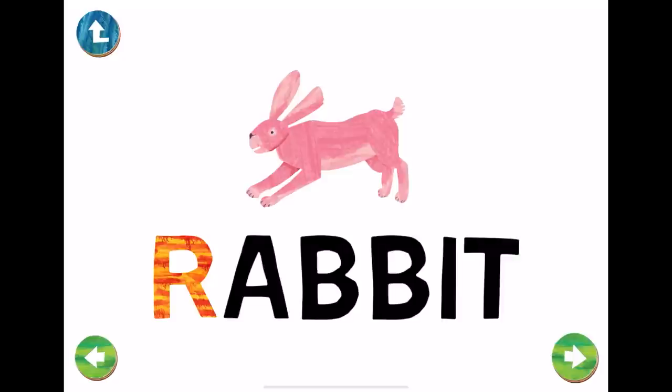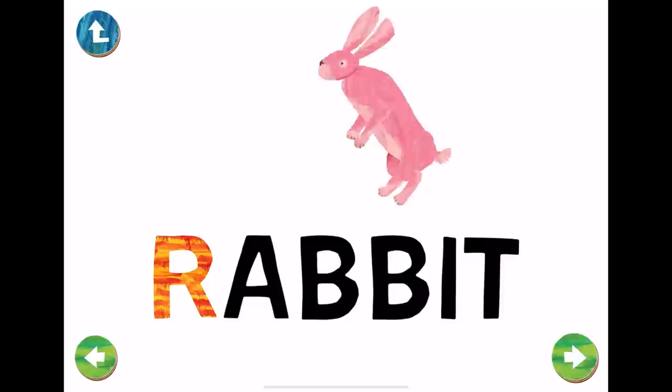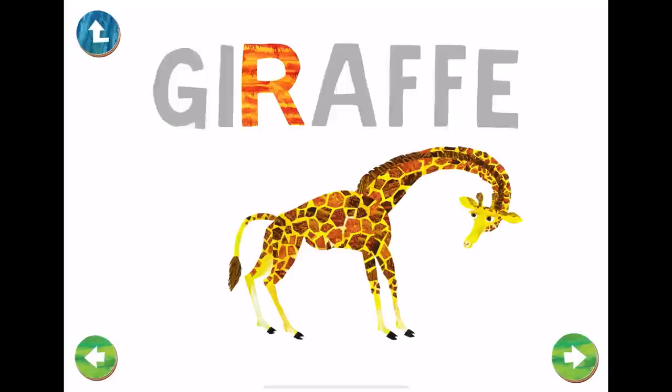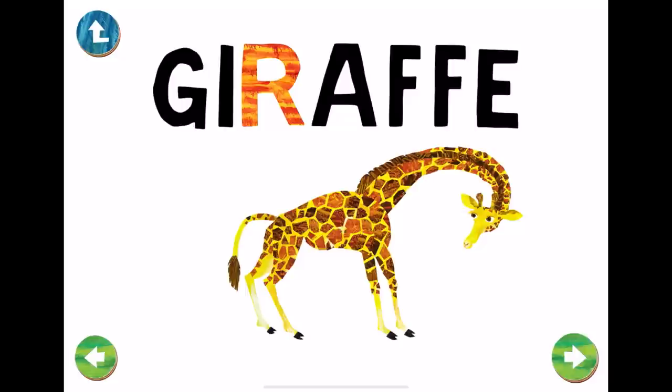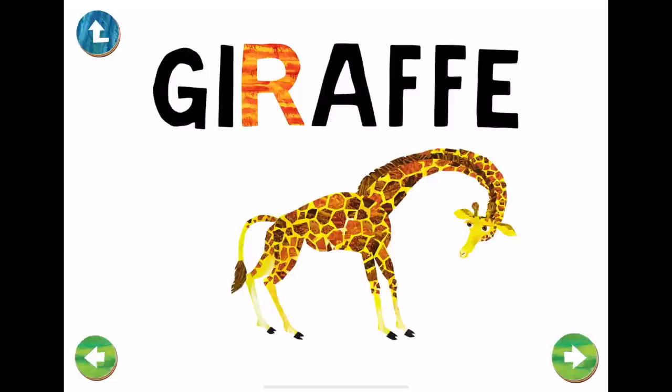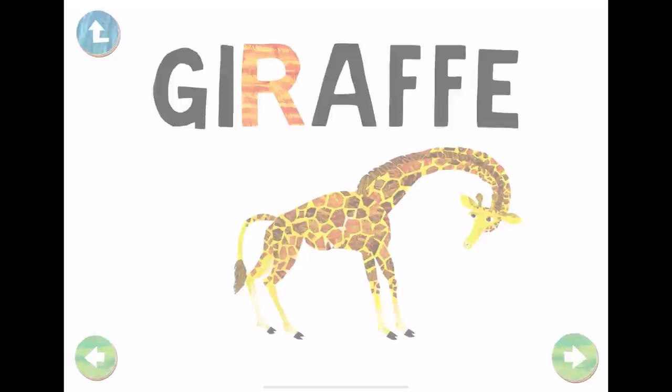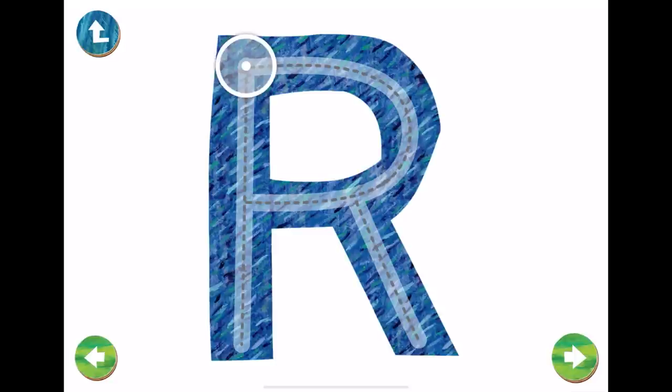R is for rabbit. Rabbit. R is in the word giraffe. Giraffe. Trace the letter R with your finger.